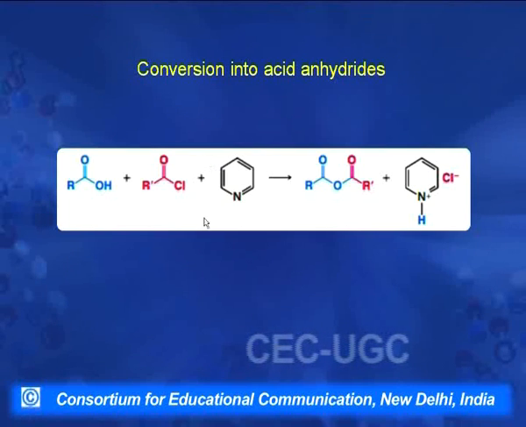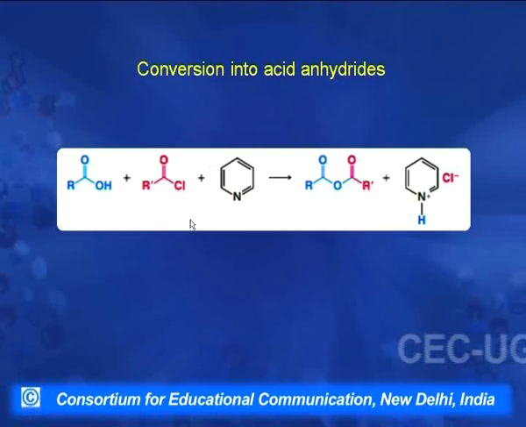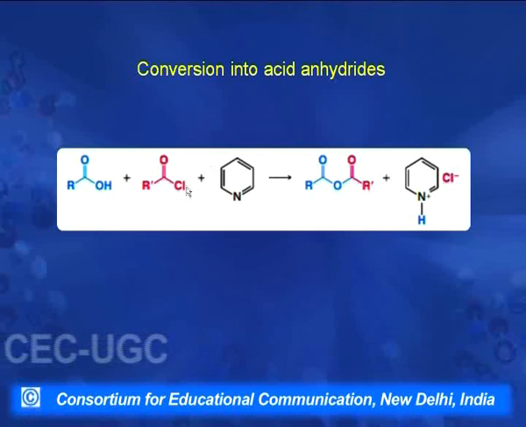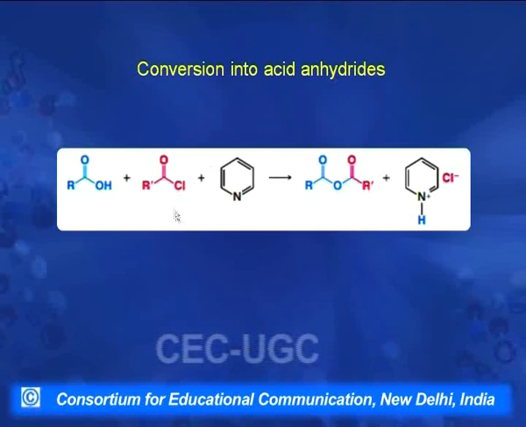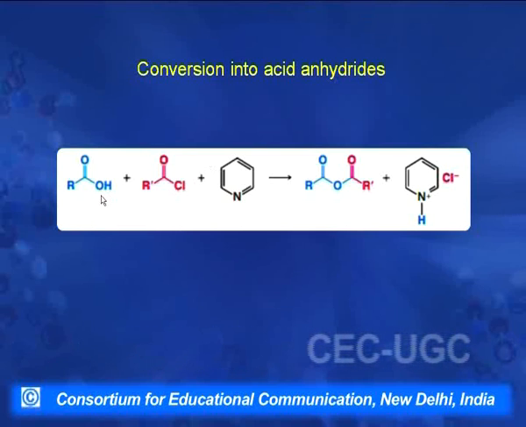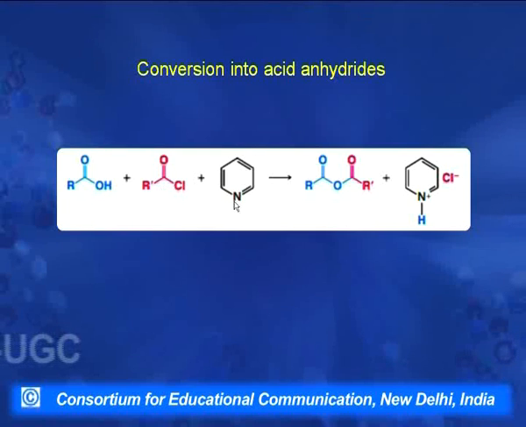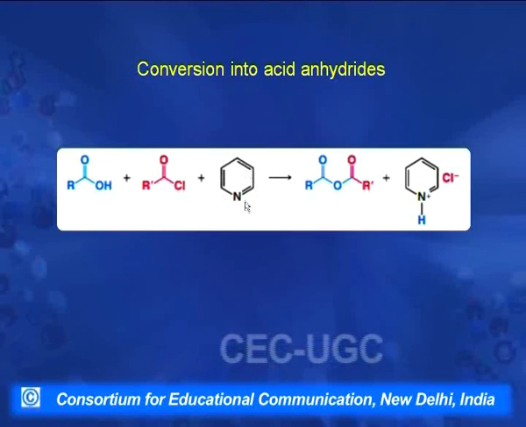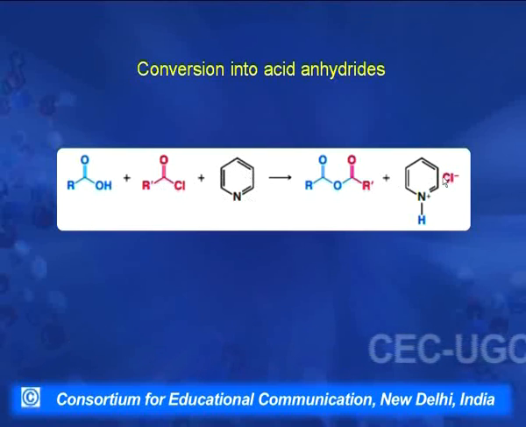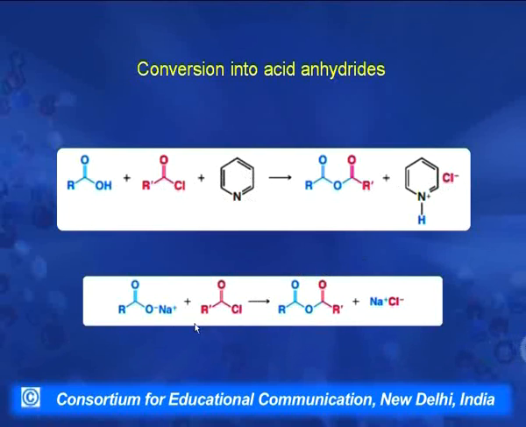Then anhydrides can also be formed if one of the OH parts of the acid is already displaced by Cl, that is, we take the acid chloride, and when it is treated with another molecule of acid, H of this acid and Cl of this will be lost as HCl. Obviously for that we need the help of some base, like pyridine, which is taken here, and anhydride is obtained. This goes as pyridine hydrochloride.